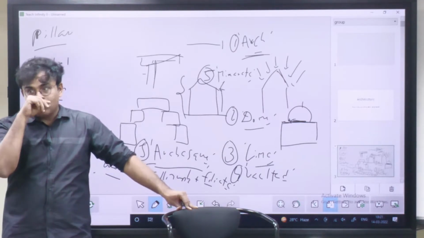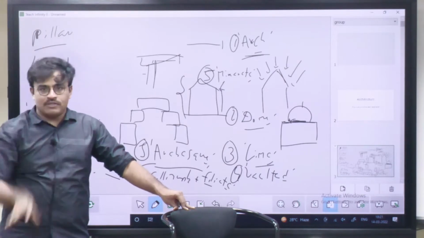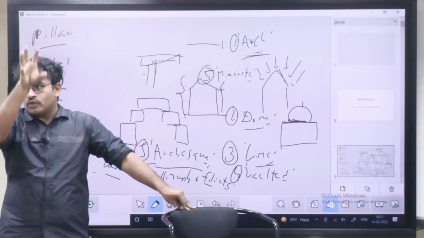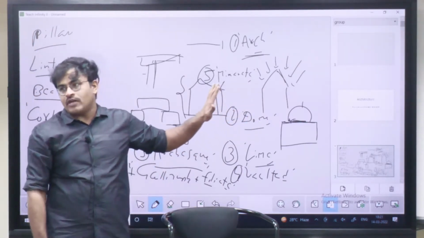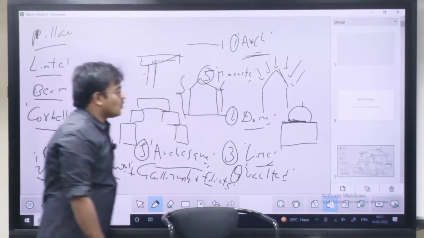Temple construction we also did the same way: first the features, then the examples. Here also, features first, examples later. On examples there is a good possibility of a prelims question, but on structural issues there is only a possibility of a mains question. Are you getting this? Now we'll go to the slides.